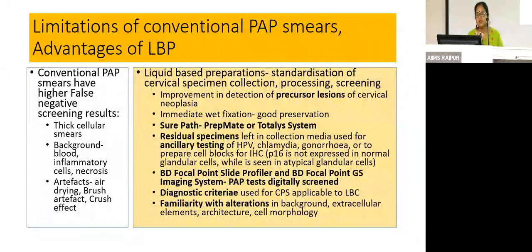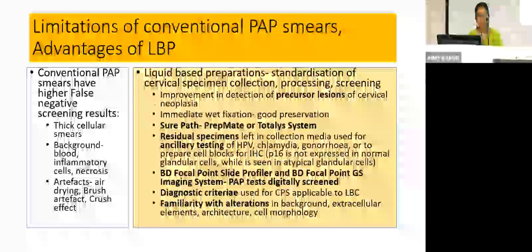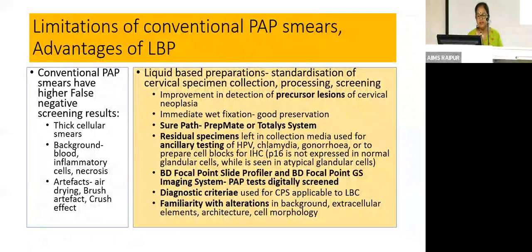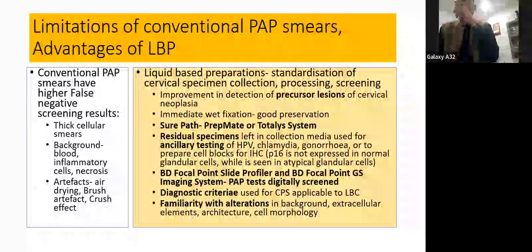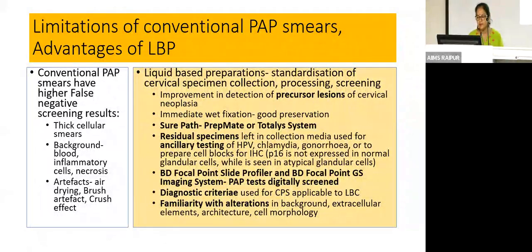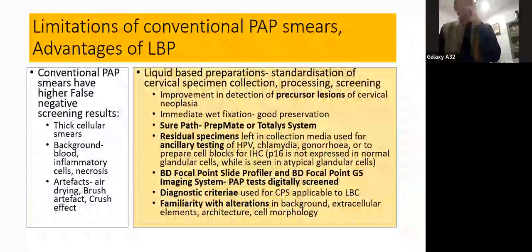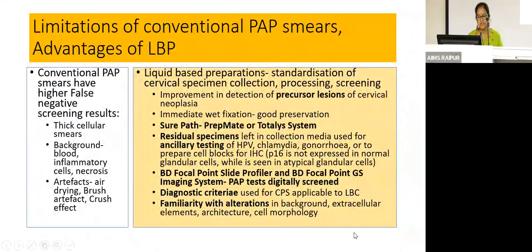Because of this, using LBC, there is an improvement in the detection of precursor lesions of cervical neoplasia, because after collection, you immediately put the material into wet fixation. That preserves morphology very well. In our department, we use the SurePath system. In the collection vial, the residual material can be used for ancillary testing. And in higher centers, you can use digital pathology in the form of the BD FocalPoint slide profiler and FocalPoint GS imaging system for digitally screening these LBC slides.